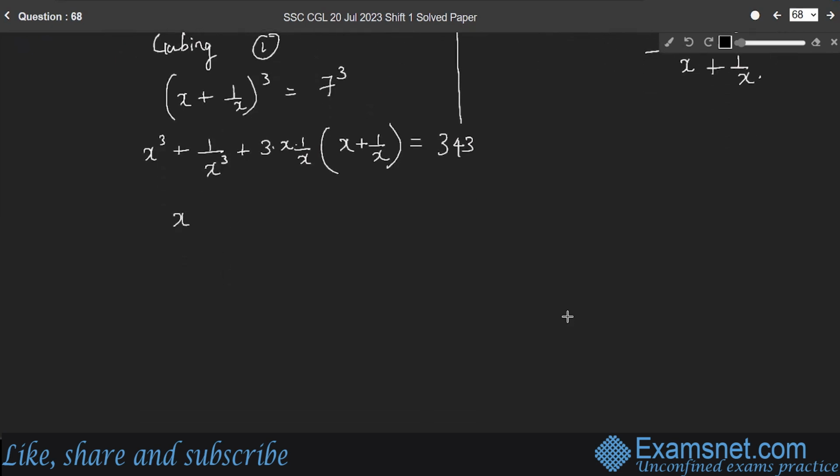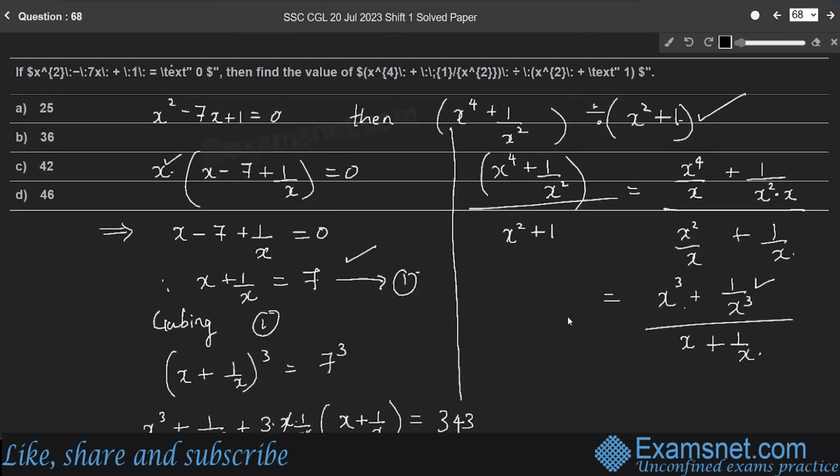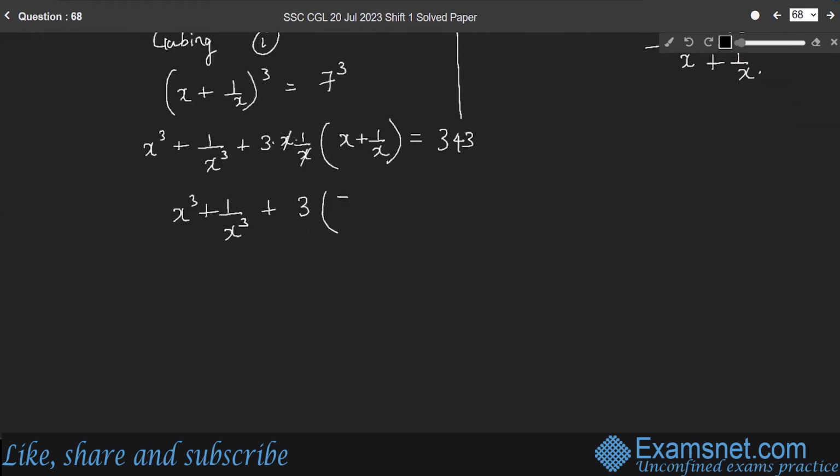So here we'll take x cube plus 1 by x cube. We need the value of x cube plus 1 by x cube. So plus, here x and x will get cancelled. 3 into x plus 1 by x is equal to, what's the value of x plus 1 by x? Equation 1, right? Which is equal to 7. 3 into 7 is 21. Therefore, x cube plus 1 by x cube is equal to 343 minus 21, which is 322, right? 322 is the value of x cube plus 1 by x cube.